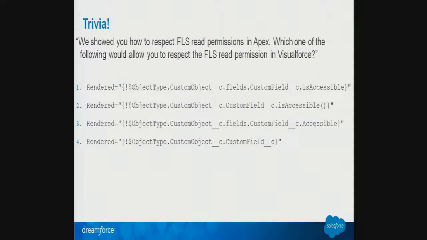So here we showed you how to respect FLS in Apex. One of these, just one, is the correct way to respect FLS in Visualforce. We're using the rendered option. So we're calling object type custom object __c for all of them, and that's where they start to differ. The first one is fields.customField.isAccessible. The next one is .customField.isAccessible with parentheses. The next one is field.customField.accessible, no parentheses, or is. And the final one is just custom field. So one of these is right.